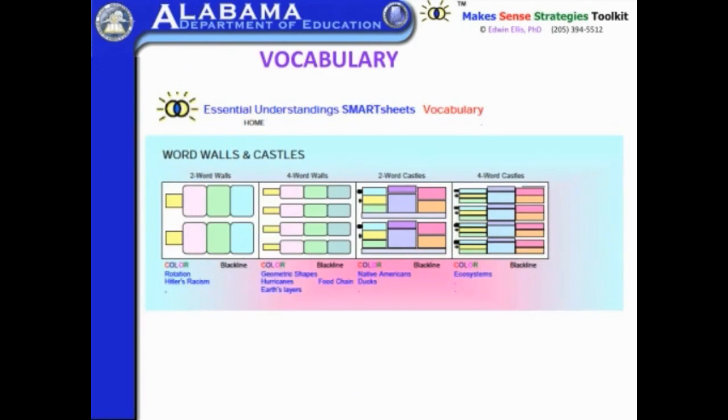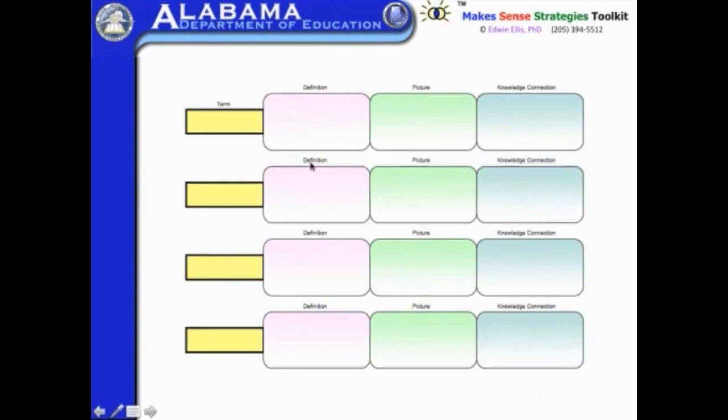If you click on word castles here, that will take you to this page, and we're going to take a look at what are called word walls to begin with. Basically with word walls, you have a term, the definition of the term, either draw a picture or import a picture, and then note what's a knowledge connection, what this term makes you think of.